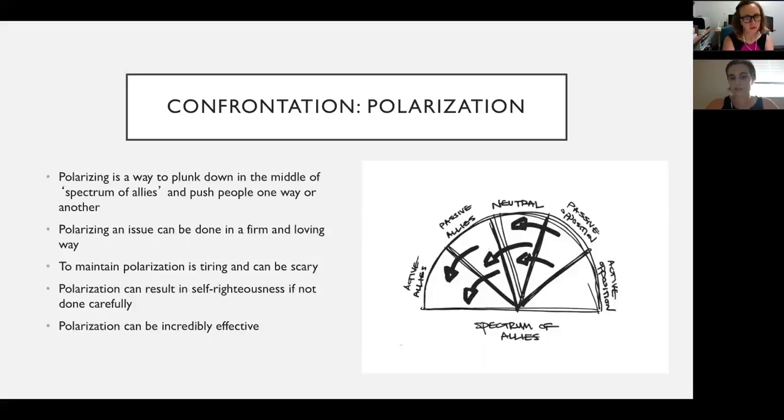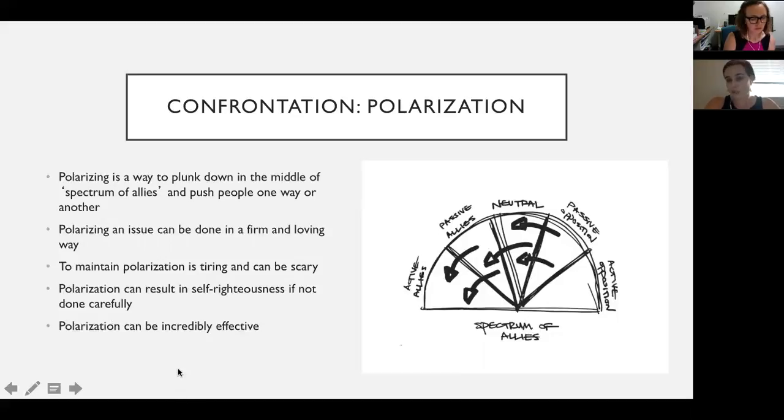Polarization can result in self-righteousness if not done carefully. Also very important. The us versus them can then lead political actors to believe that they have the corner on oppression, that the worst things that have ever happened in the world have happened to them personally, not their ancestors, like them, and that no one else understands and there are no other pressing issues ever, right? That's actually not a good look. It doesn't spiritually grow the work.